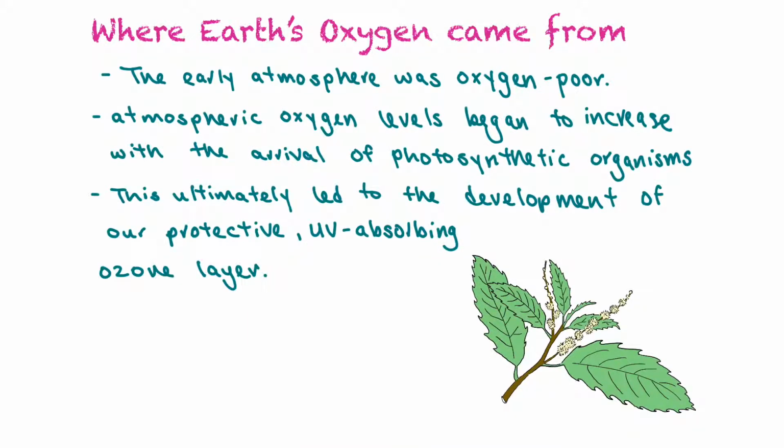So where did our Earth's oxygen come from? The early atmosphere was actually oxygen poor, but atmospheric oxygen levels began to increase with the arrival of photosynthetic organisms like plants, cyanobacteria, algae, and so on. So this ultimately led to the development of our protective UV-absorbing ozone layer.